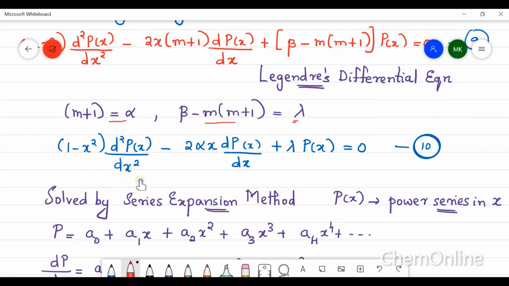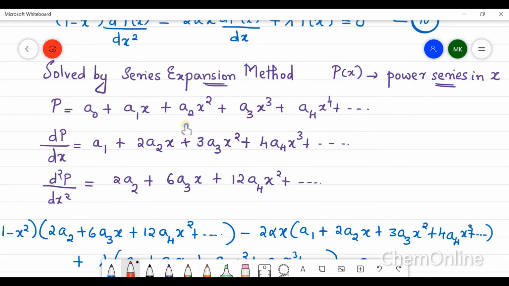1 minus x square d square P of x by dx square minus 2 alpha x dP of x by dx plus lambda into P of x equals 0. Equation 10. This type of equation can be solved by the series expansion method. That is, we are assuming that P of x may be expressed as a power series in x. So if P equals a0 plus a1x plus a2x square plus a3x cube plus etc., dP by dx will be a1 plus 2a2x plus 3a3x square plus 4a4x cube plus etc. So d square P by dx square will be 2a2 plus 6a3x plus 12a4x square plus etc.